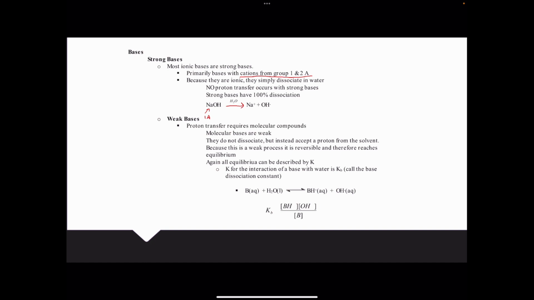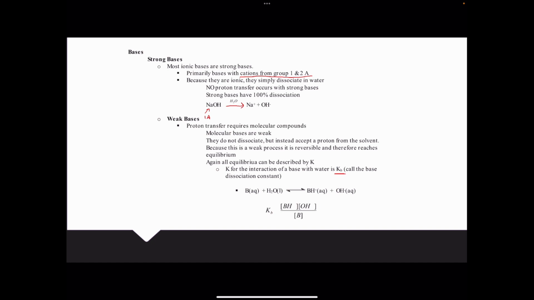Proton transfer requires molecular compounds. So molecular bases are going to be weak. They don't dissociate, but instead accept a proton from the solvent. Because this is a weak process, it is reversible and therefore reaches equilibrium, very similar to what we saw with our weak acids. And all equilibria can be described by a K. In this scenario, it is the K for the interaction of a base with water. We're going to call it a Kb, or our base dissociation constant.